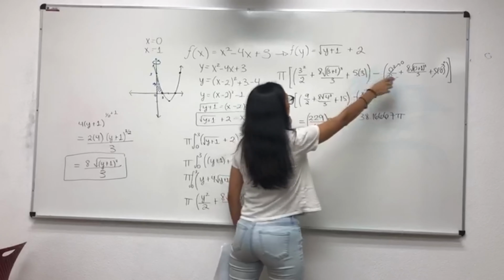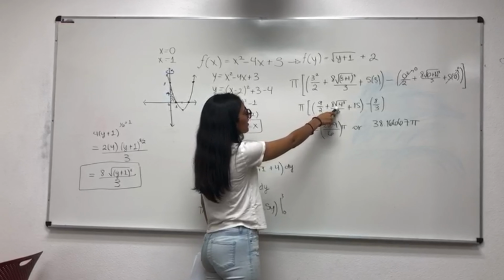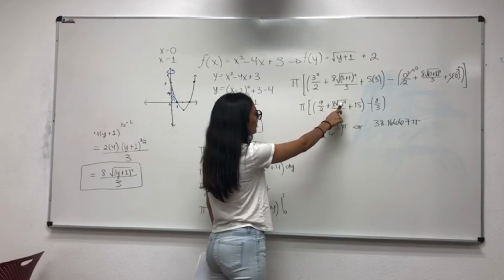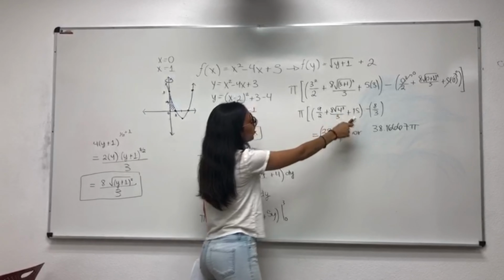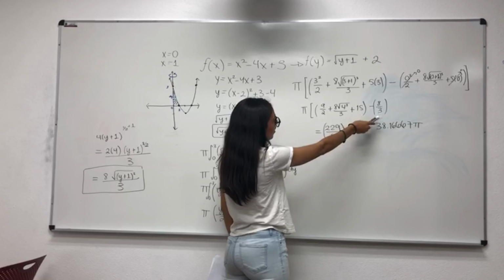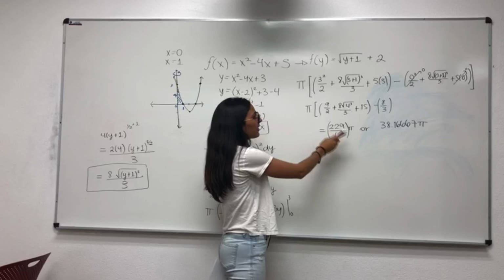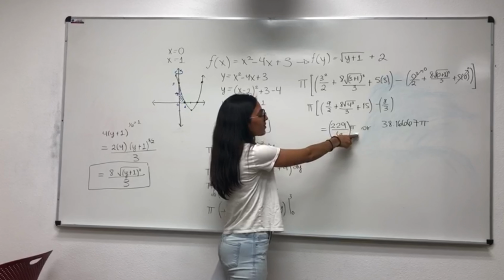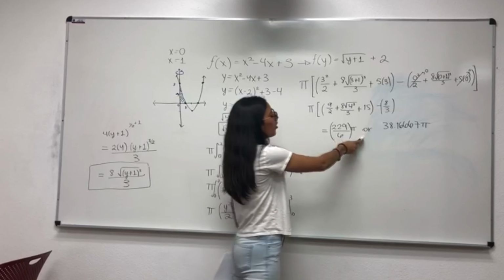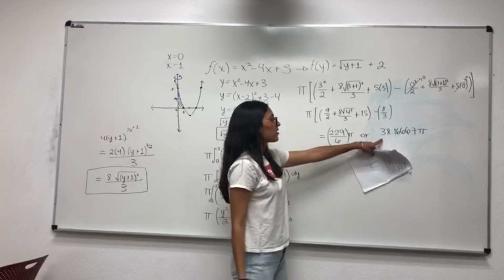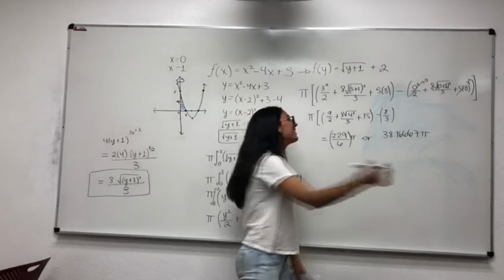So we just solve all of this as much as we can, and then we have 9 over 2 plus 8 times 4 to the 3/2, over 3, plus 15, and then we subtract 8 over 3. And the total gives us 229 over 6 times pi, because we do have pi multiplying here. Or if you solve it completely, it gives us 38.16666666 pi.